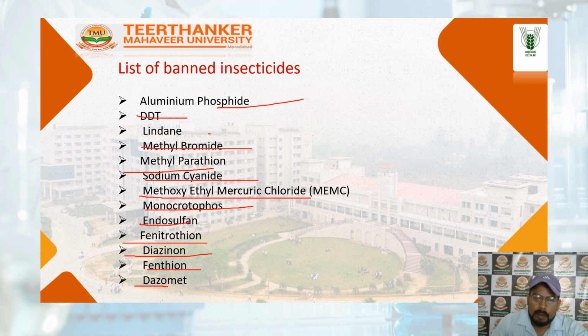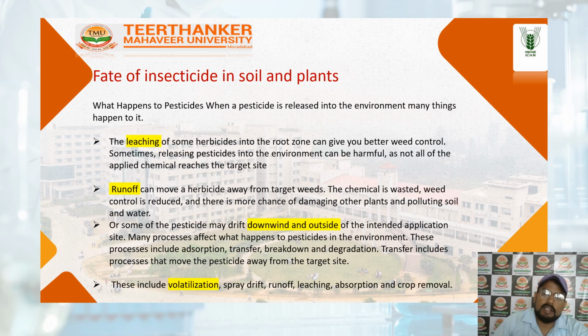So these are the parameters that control the life of the insecticide and the control by the host. Next one is the fate of insecticide in the soil and plant. Fate of insecticide means the leaching, and some of the herbicide is absorbed and gives better weed control. And next, some of the pesticide in the environment can be harmful.